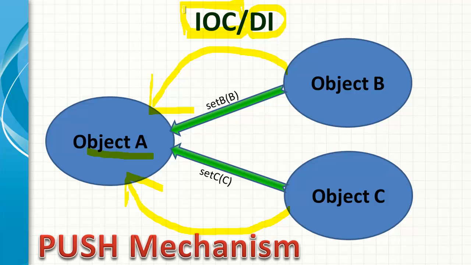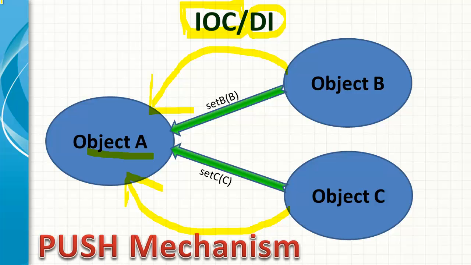Pull is what? I need it, I'll pull it. Who controls it? The needy controls it. My objects, my application controls what I need. Whatever I need, I'll create a new of it, or I'll go to a factory and get it. Now the control is reversed. Control has been given to the framework, to the assembler, to the IOC container, that if object A needs it, you push it.